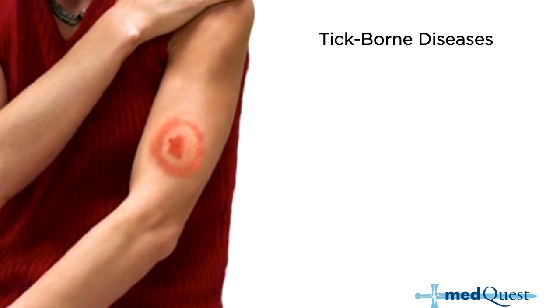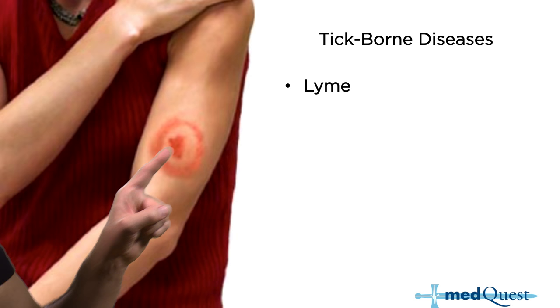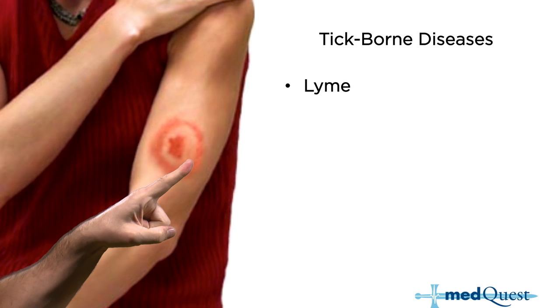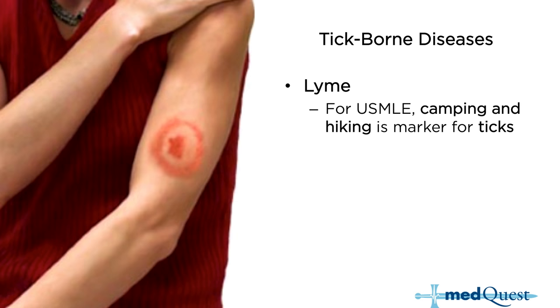More tick-borne diseases. Guess which one this is? There is the target of that Lyme. And if you see that Lyme rash, you go straight to treatment. You don't need to use serology. You don't need to use Western blots or ELISAs. You go straight into amoxicillin, doxycycline. And the third choice of therapy for that Lyme rash is cefuroxime.